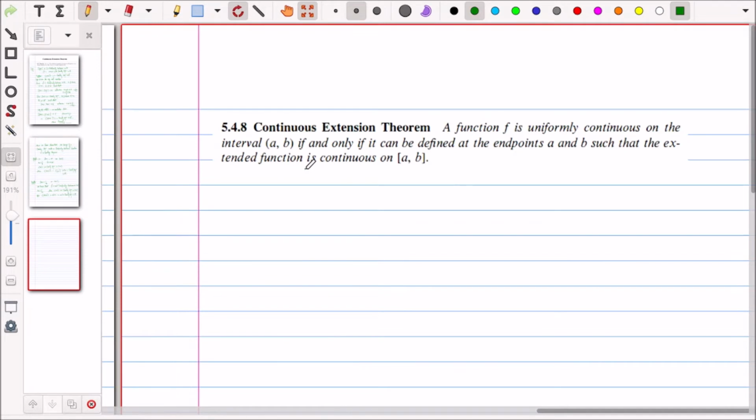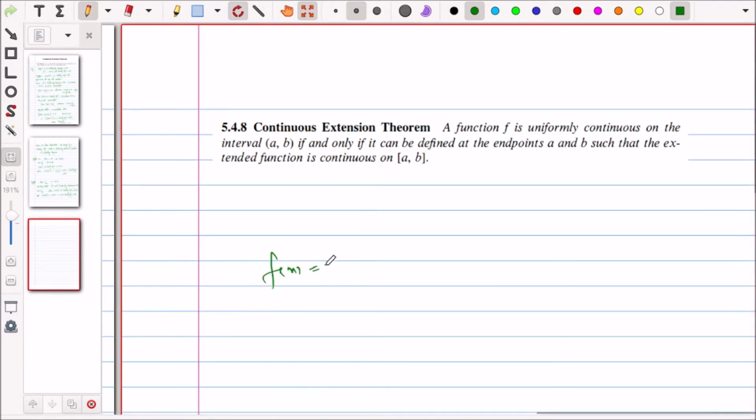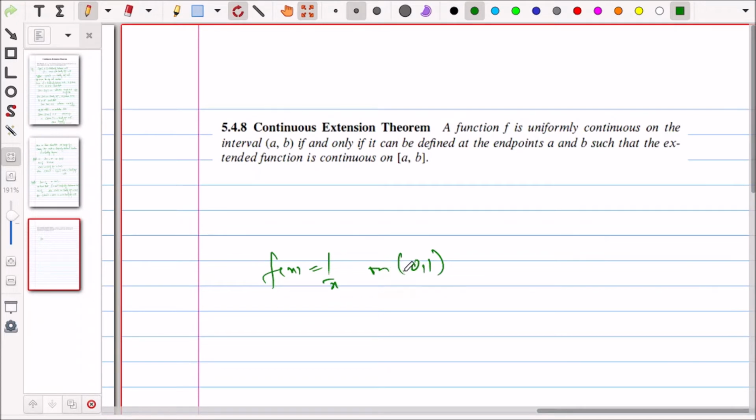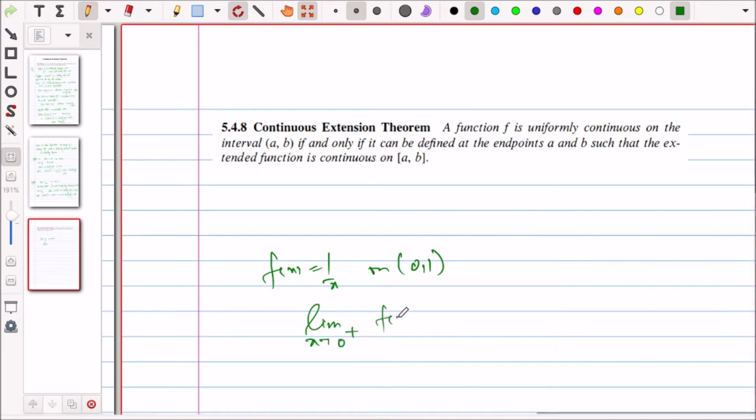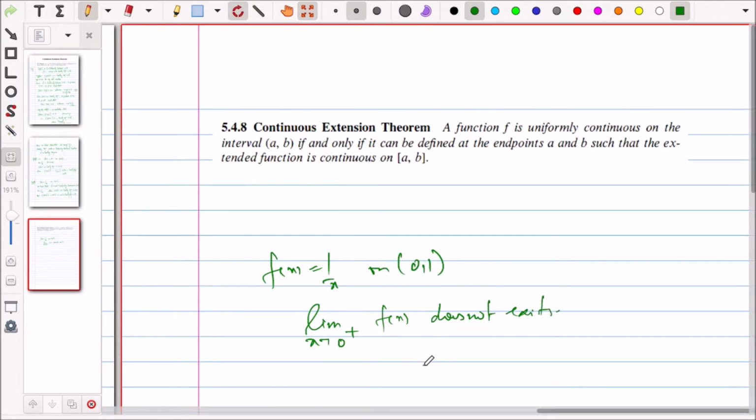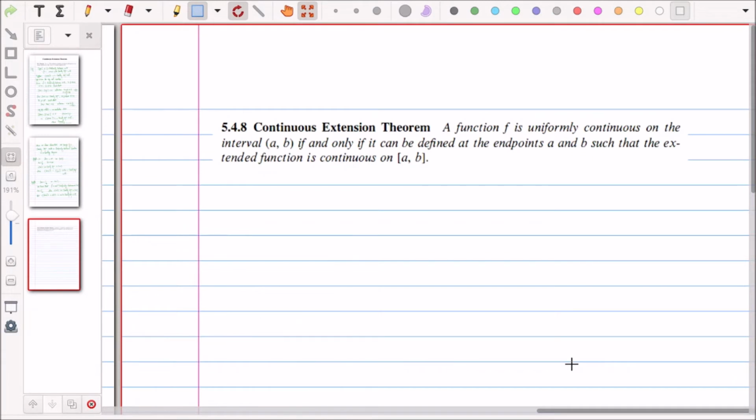If you look at this function f(x) equal to 1 by x on 0 to 1, you cannot define this continuously on the closed interval 0 to 1, right? Because the limit as x tends to 0 positive of f(x) does not exist. So we cannot define f such that it is continuous on the closed interval 0 1. We cannot extend this function f to a continuous function.